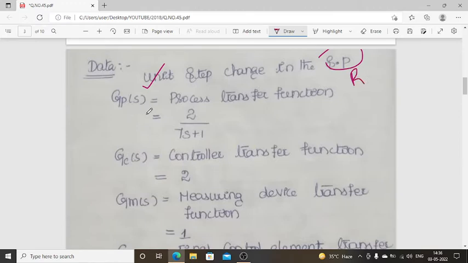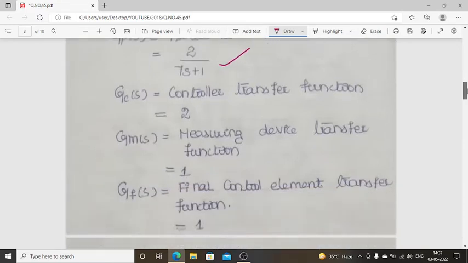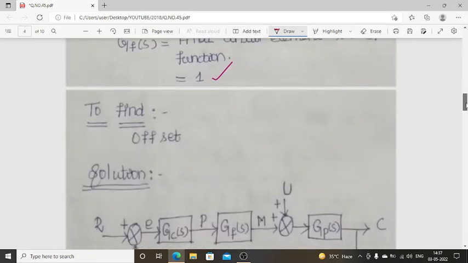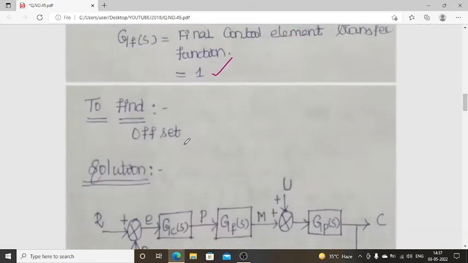So GP of S, the process transfer function, is given as 2 by 7S plus 1. Controller transfer function GC of S is 2. Measuring device transfer function GM of S is 1. Final control element transfer function GF of S is equal to 1. The objective is to determine the offset value.